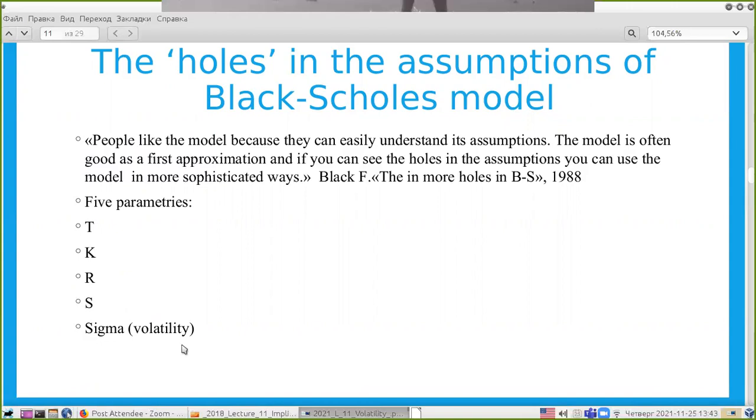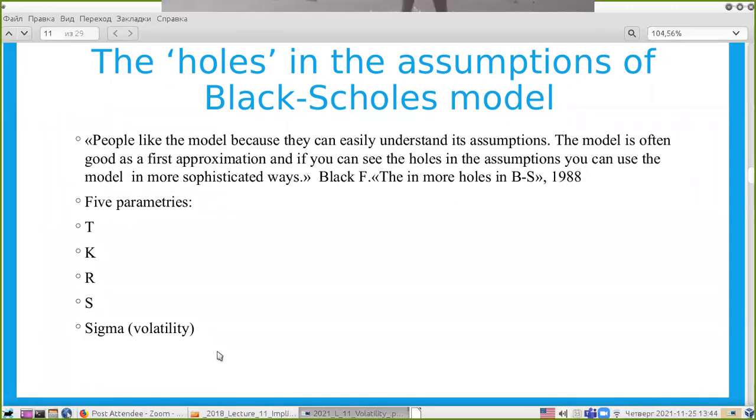And the last parameter is sigma, the volatility. What is volatility? It is the annual variance for logarithms. You remember, we can compute the variance for logarithms, and it is a daily variance. But if we multiply this daily variance by 254, the number of trading days in the year, we obtain the volatility. Volatility is approximately in the range from 10% to 90%.